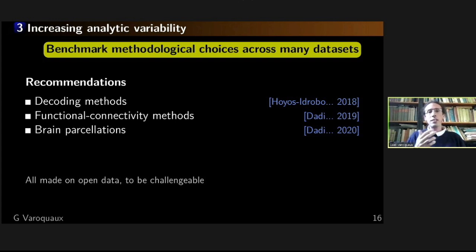We're facing increasing variability as we publish more and more methods. We should benchmark those methodological choices across many data sets, and we should come up with recommendations. My group is providing certain recommendations for decoding methods, for functional connectivity methods, for brain parcellations, which we have all established on many open data to be challengeable. We need more of these studies.